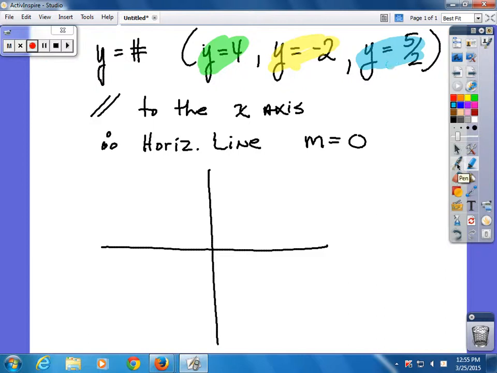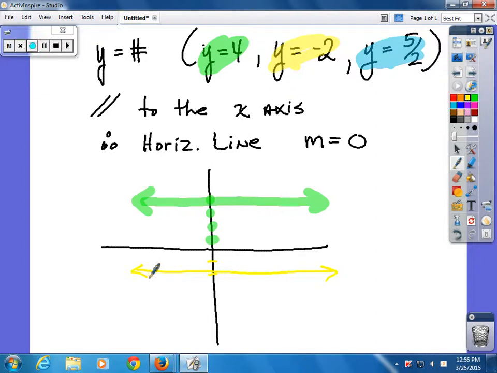And I'll draw the first one in green. Y is equal to 4. 1, 2, 3, 4. And it's parallel to what axis? Parallel to the x-axis. Yellow, y is equal to -2, and it's parallel to the x-axis. And blue, y is equal to 2.5. 1, 2.5. And there is your third line. All three lines are parallel to the x-axis, and that is when y is equal to a number.